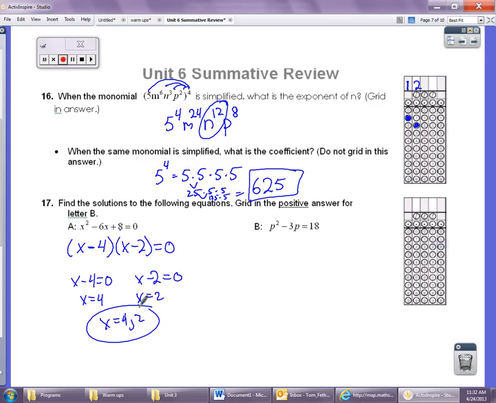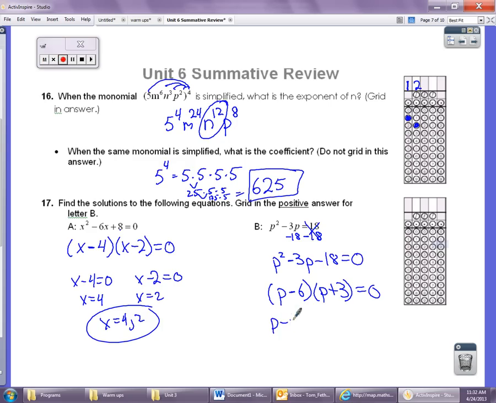With B, well, when I go to solve a quadratic equation, it has to equal 0. Well, this equals 18, not 0, so first thing we have to do is subtract 18. So we have p squared minus 3p minus 18 equals 0. Now we can factor. Since it equals 0, we look to figure out, well, what are factors of negative 18? Well, my factors of negative 18 that give me negative 3: p minus 6 and p plus 3. Negative 6 times 3 is negative 18. Negative 6 plus 3 is negative 3.